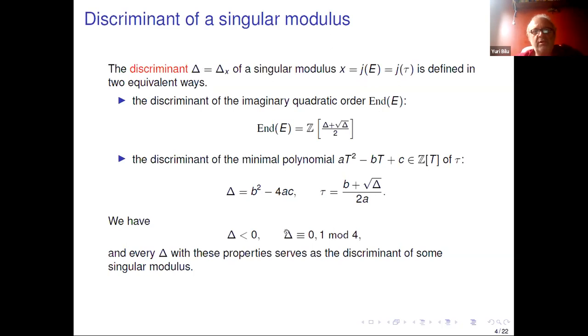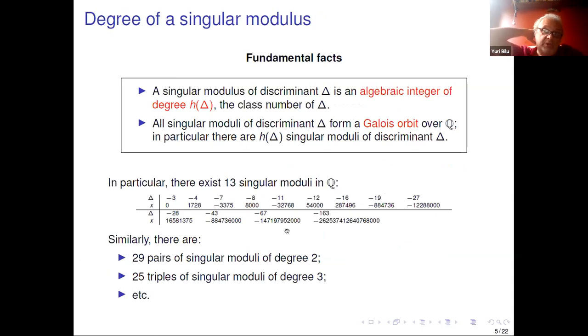So this means we can ask the following question. If we have a discriminant, what can we say about singular moduli of this discriminant? There are two fundamental facts, again known since the 19th century. The first is that any singular modulus of given discriminant Δ is an algebraic integer. Already the fact that it is an algebraic number is a bit surprising, because j is a transcendental function, and when we take the value of a transcendental function at an algebraic point, we obtain an algebraic number. So something interesting happens.